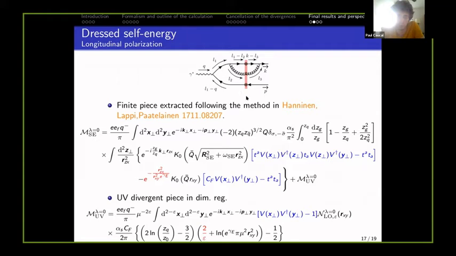So this is kind of our final result for this diagram. The first big term here is a finite piece, and the UV piece here is computed in dimensional regularization. And you see here the pole, which has been extracted using this method. I should have said that this is for a longitudinal virtual photon. This procedure works very similarly for a transverse photon as well.